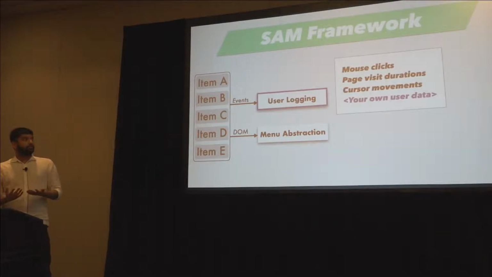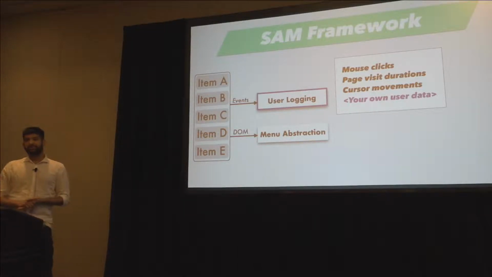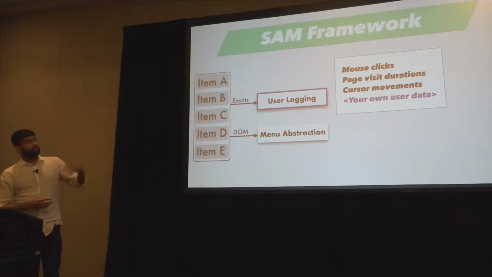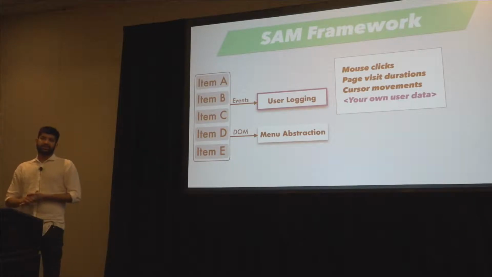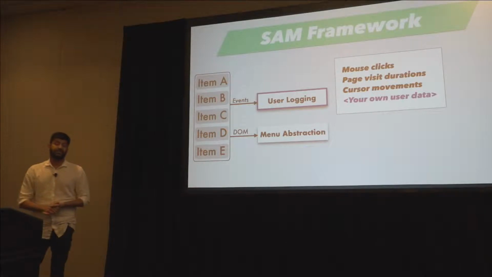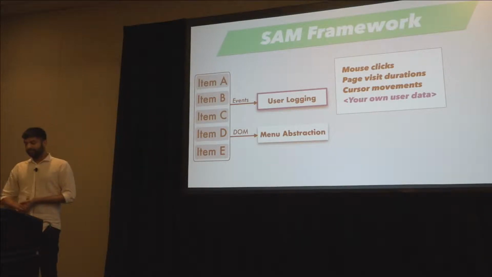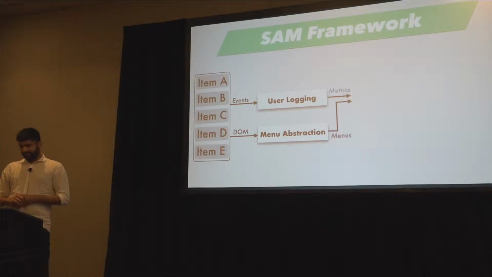And the next important component is the user logging, of course, so how you record the user data. So each time a user performs events on a web page or on a web page menu, SAM records each of them. Things like mouse clicks, page visit durations, or cursor movements, all these can be recorded by SAM. And you could insert your own data as well here, what other aspects you want to integrate into the logging. For example, you might want to add eye tracking data to your user logging, and you could do that with SAM as well.